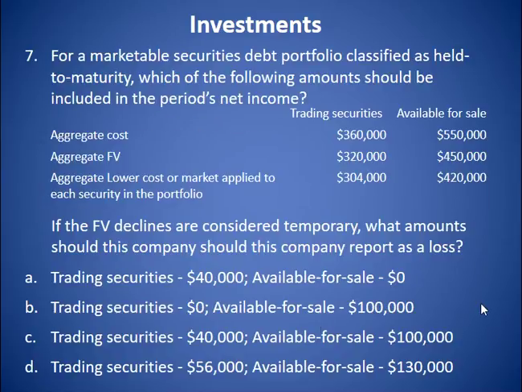Okay, number 7, for a marketable securities debt portfolio classified as held to maturity, which of the following amounts should be included in the period's net income? And we have trading securities and available for sale securities. And we have their aggregate cost, their aggregate fair market value, and the aggregate lower of cost or market applied to each security in the portfolio. If the fair value declines are considered temporary, what amounts should this company report as a loss? So again, you have your choices.